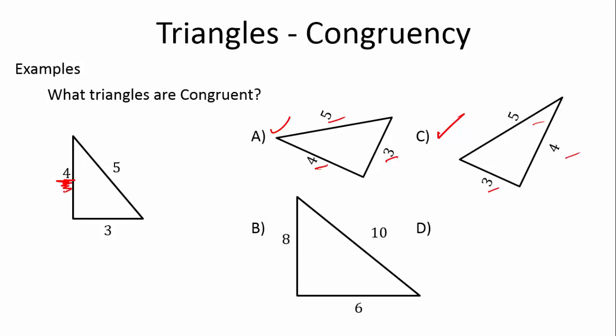What about this one? We can quickly see that there's no similar side here. There's no 4 here, there's no 5 here, and there's no 3 here. For here, there's a ratio. You can see that 4 times 2 is 8, 5 times 2 is 10, 3 times 2 is 6. So this is not a congruent triangle. It's similar, but it's not congruent. And what about 2, 2.5, and 1.5? Here you can simply see we halved each of the dimensions. It is also not congruent.